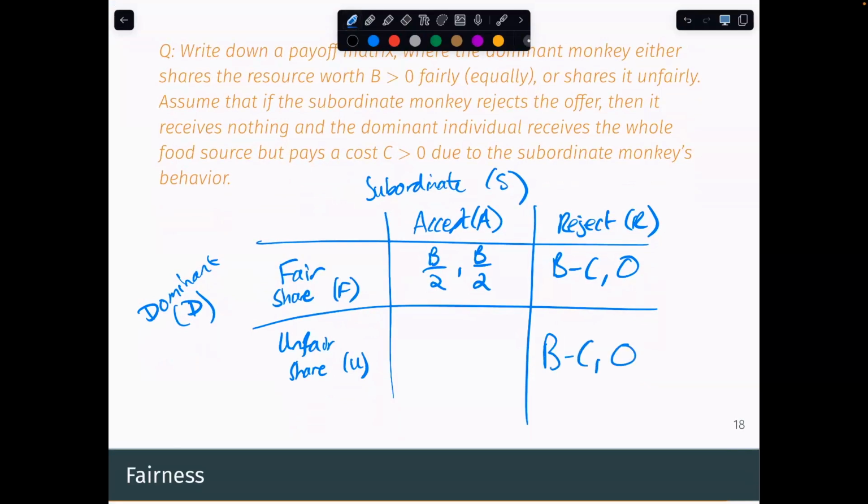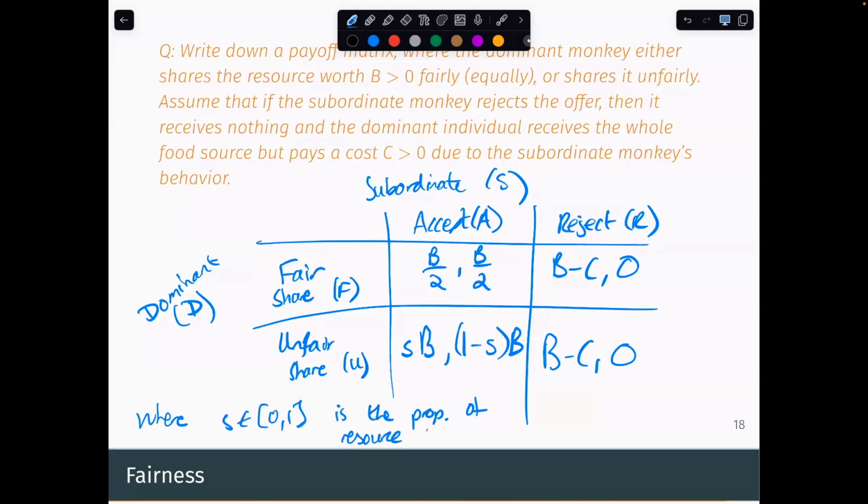And if it's an unfair share, I'll do this one just because I'm introducing another parameter. I'm going to call this SB and 1 minus S times by B, where S is between 0 and 1, is the proportion of the resource that the dominant individual receives in this scenario.